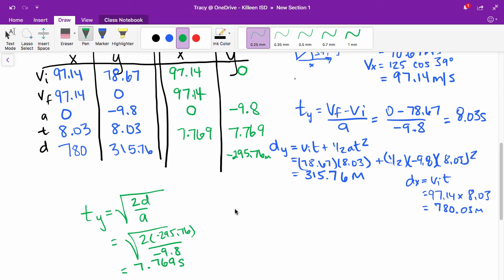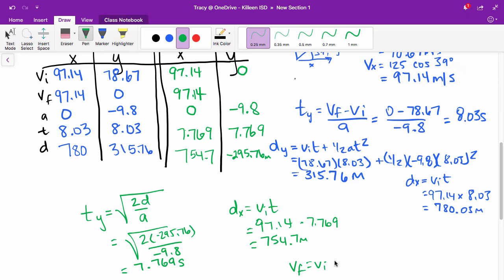I can find my displacement in the x direction with VIT. Acceleration is 0, so that goes away. So velocity times time, 97.14 times 7.769 is equal to 754.7 meters. And then I can find my final velocity.